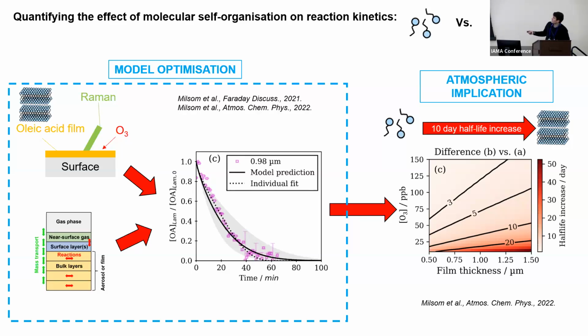So the take-home message is when you go from this disordered liquid form of oleic acid to the ordered form, for about a 1 micrometer film and about 30 ppb of ozone, you get about a 10-day increase in the reactive half-life of oleic acid, which is like huge. So I'm not suggesting there are particles of pure self-organized oleic acid floating around, but it could go some way to explaining why oleic acid seems to last longer in the atmosphere.